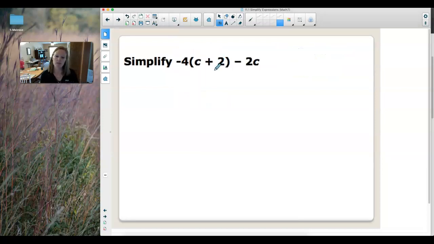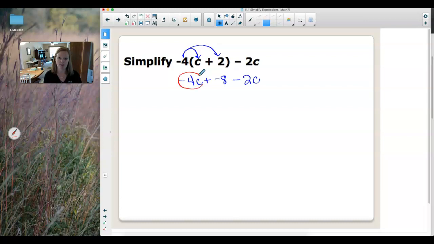Okay? This one looks a little bit different because there's a negative sign with the 4, so don't let that throw you off. Negative 4 times c is negative 4c. Here's a plus sign. And then negative 4 times 2 is negative 8 minus 2c. Okay, now I need to combine like terms. So I have negative 4c and a negative 2c. Okay, be careful there and think about that.